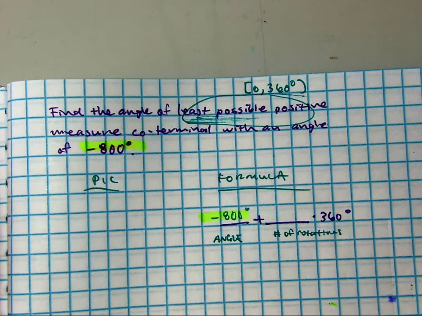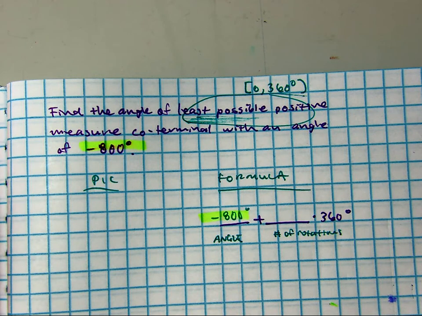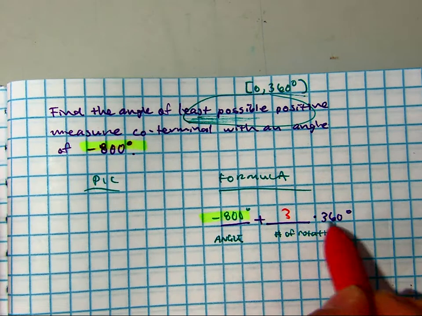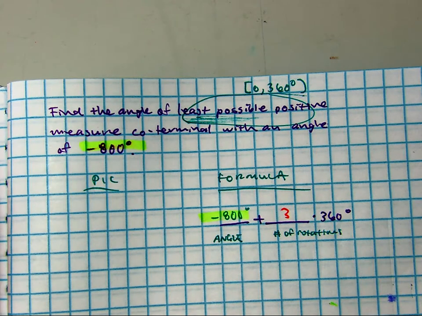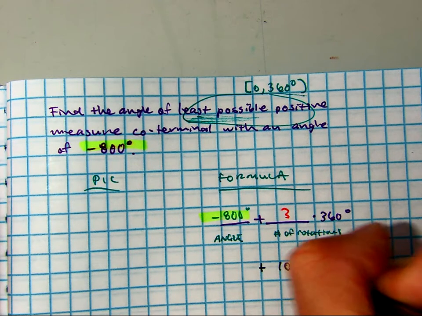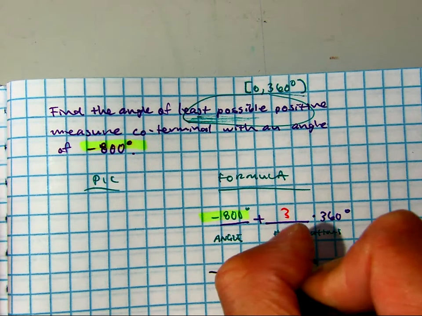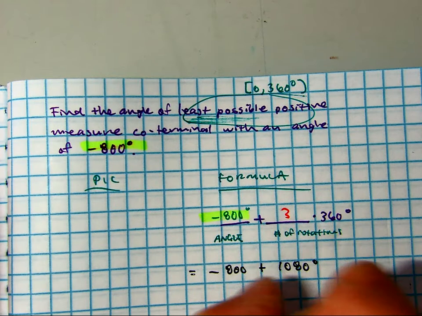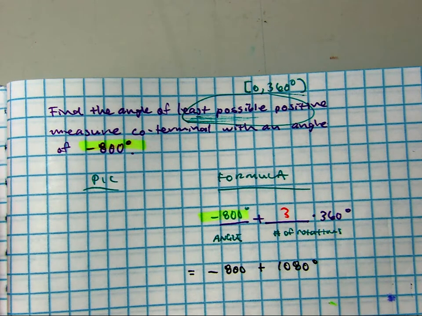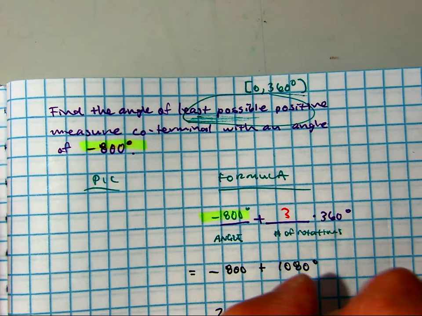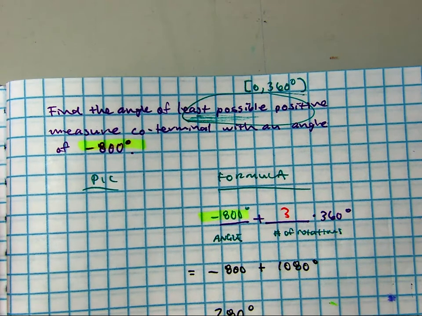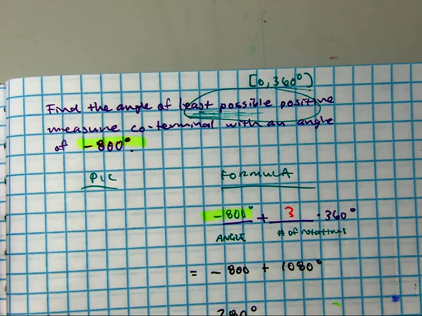3, someone said? So if I type in 3 times 360, I put it in my calculator, and it gives me 1080. And if you subtract 800, then you get 280 degrees. Class, is this a number between 0 and 360? Yes, it is. So 280 degrees is correct.